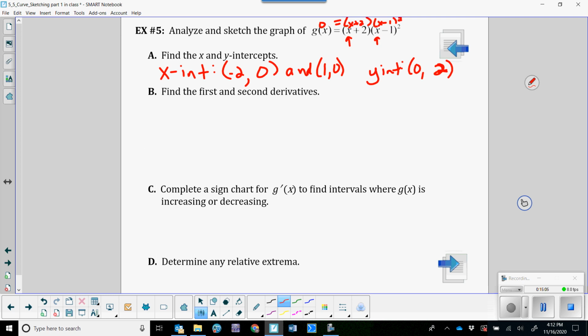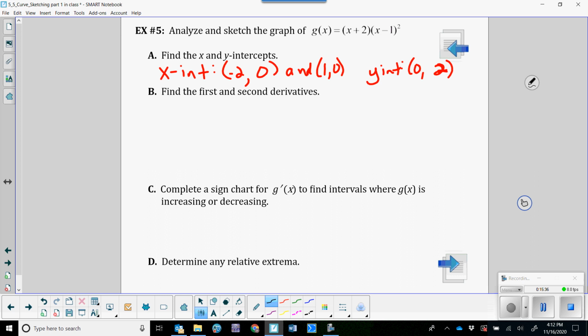Now, find the first and second derivatives. So, you could find the derivatives in a number of different ways, okay? You could choose to multiply out what you have up there and get a polynomial, which would probably be the easiest thing to do, or you could do the product rule. I would say I've got to recognize that, hey, the power rule is much easier. So let me multiply this out.